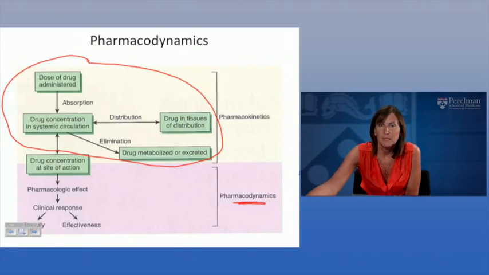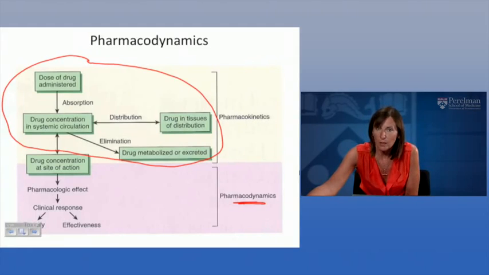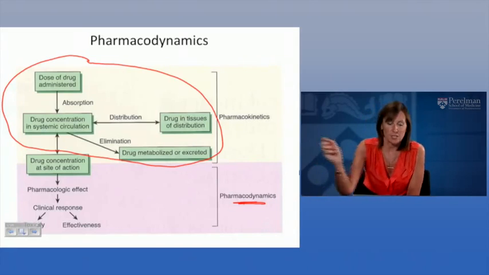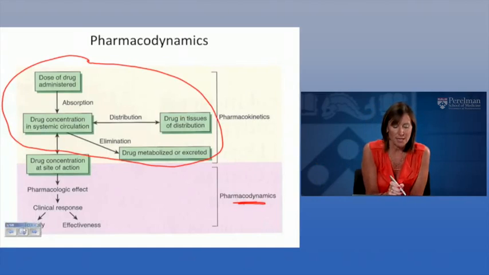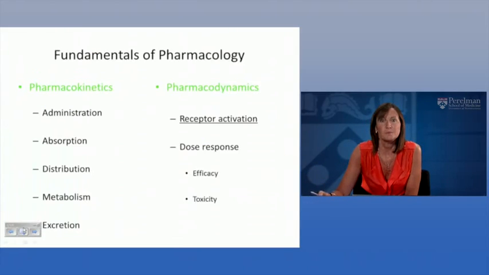For example, giving a patient a drug to lower blood pressure, the clinical response would be the blood pressure lowering response. The pharmacologic effect would be the mechanism of action of the drug. How did the drug lower the blood pressure? And you will see at the bottom of this slide, on the left-hand side, that we talk about efficacy, the intended effect, and toxicity, the unintended effect.